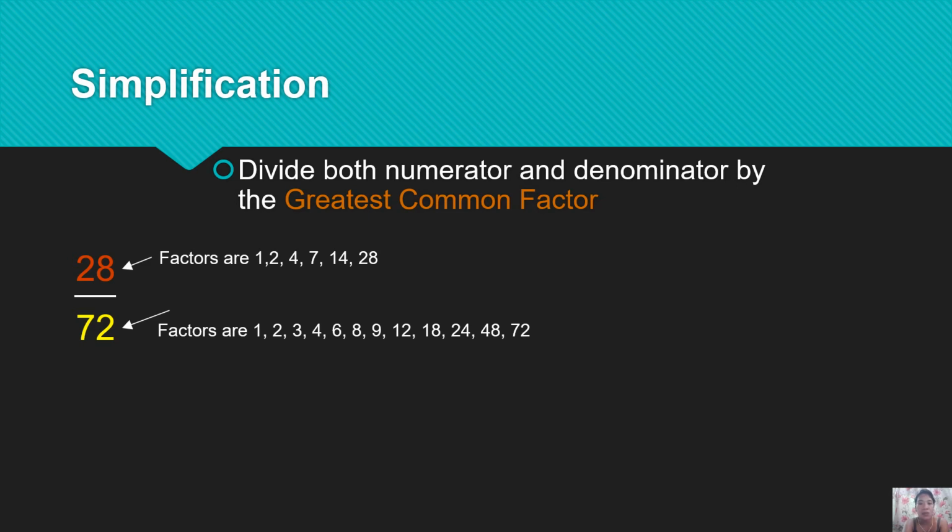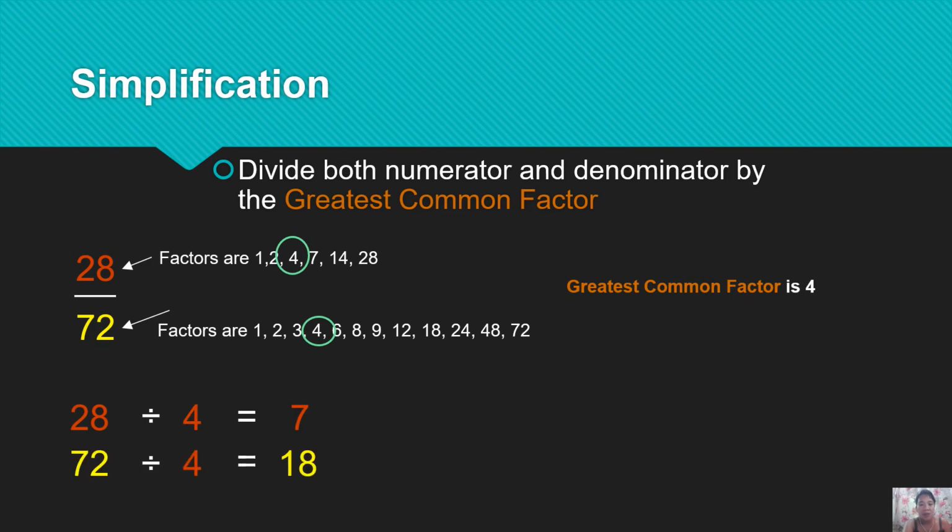So try to look into what are common to the numerator and the denominator. Again, what are the common factors of 28 and 72? Okay, so the greatest common factor is 4. So 28 divided by 4 is 7, and 72 divided by 4 is 18. So the simplest form of 28 over 72 is 7 over 18. Okay, did you get it?